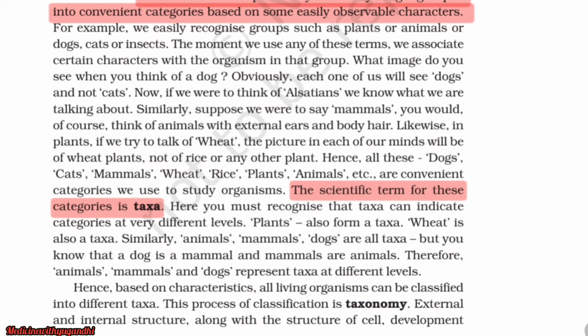So this can be asked. The process of classification of the living organisms is called as. This can be asked. So based on the characteristics, all living organisms can be classified into different taxa, and this process of classification is called as taxonomy.